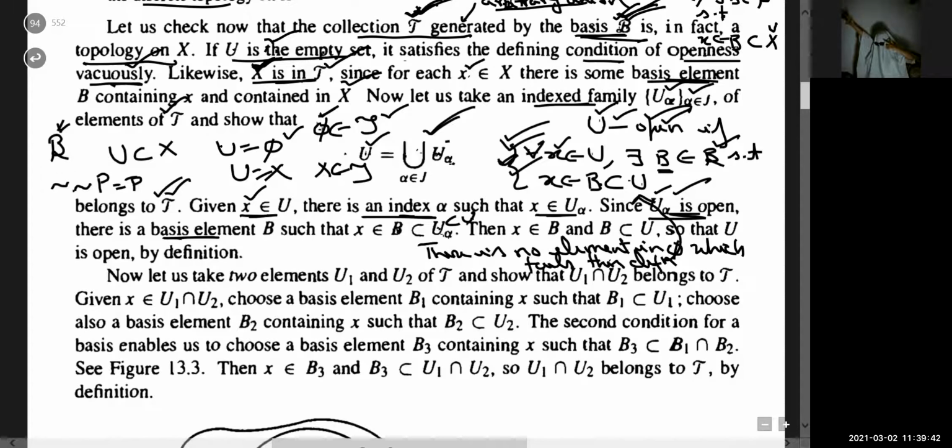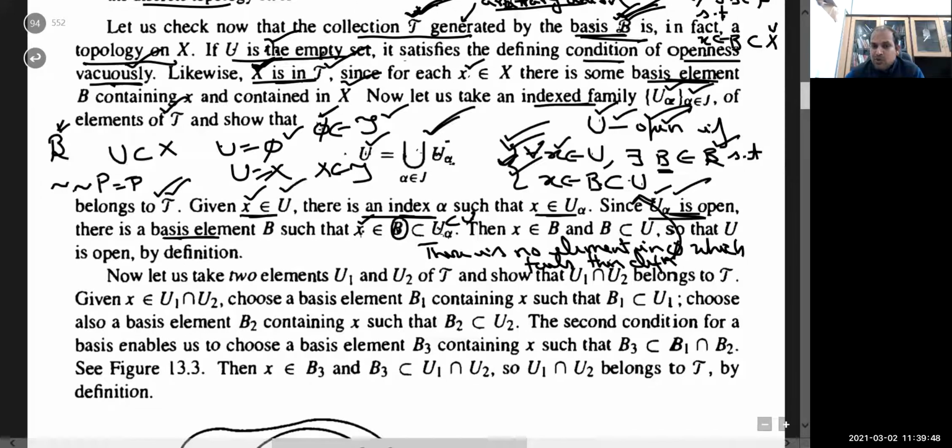What we need to show is that there exists at least one B for each x belonging to U such that x belongs to B and B is contained in U, this U, which is arbitrary union of U alpha. So this is the reason why arbitrary union is again an open set, and is again a member of T.